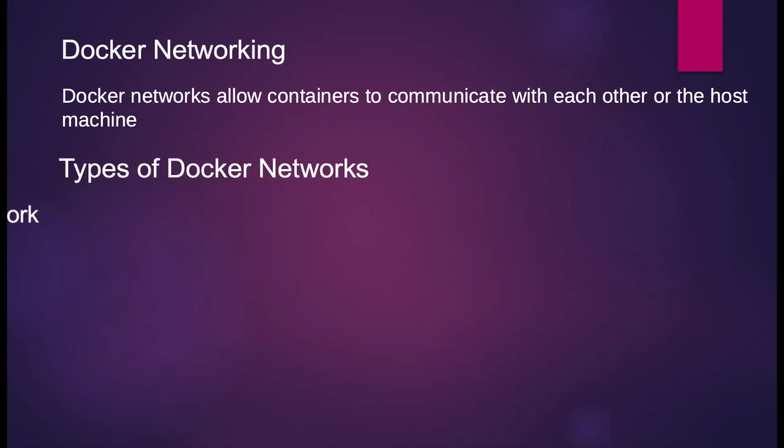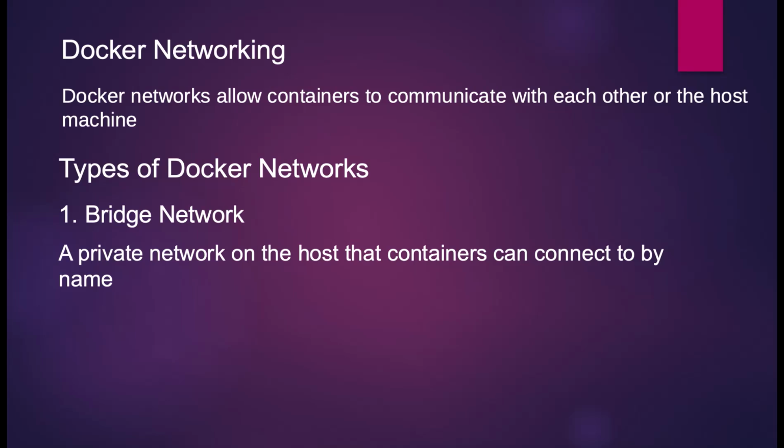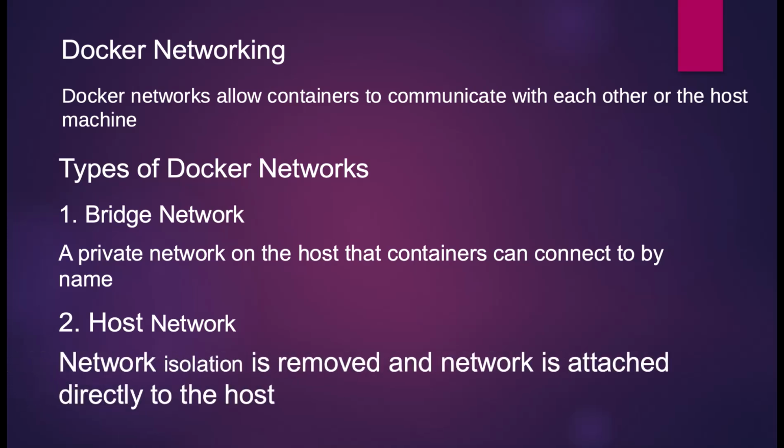So let's look at types of Docker network. The first one is the bridge network, and this is the default network. The bridge network is a private network on the host that containers can connect to by its name. So you can connect to the network by using the name. We'll look at all these things in the practical section of this video. The next one is the host network, where isolation is removed and the network is attached directly to the host.